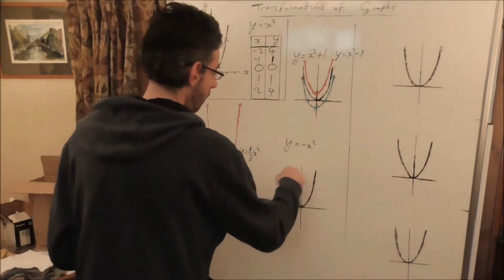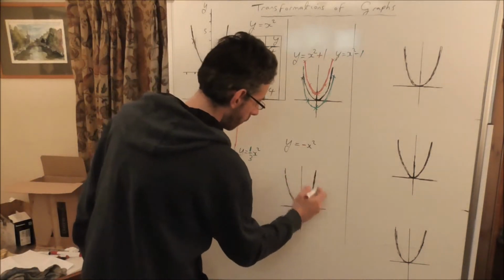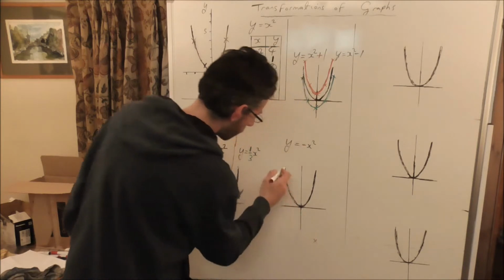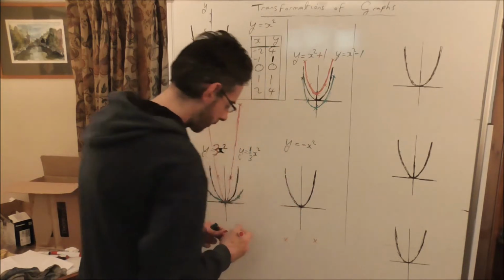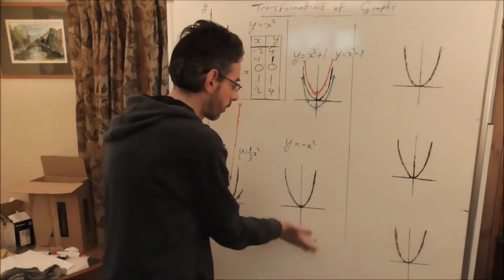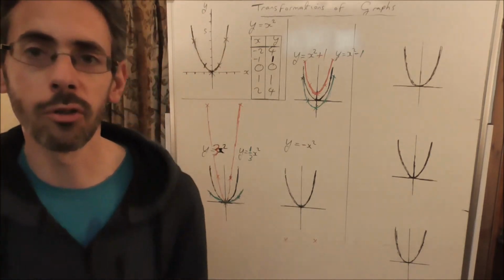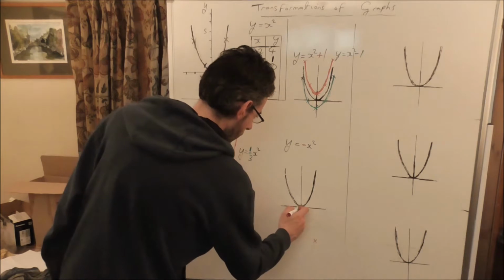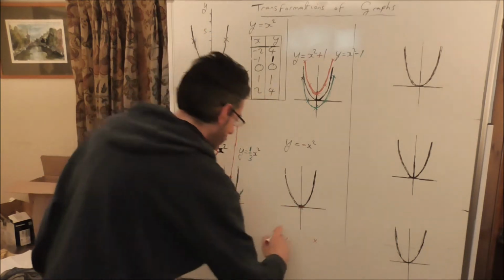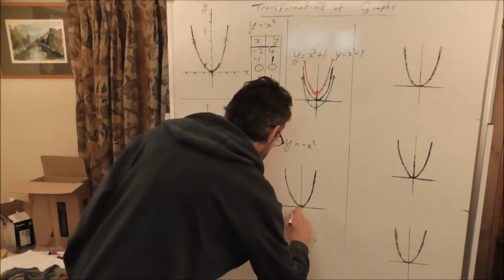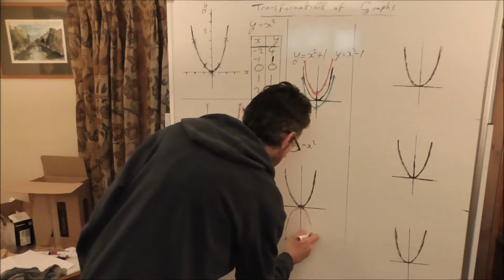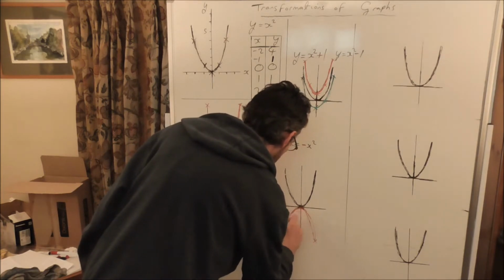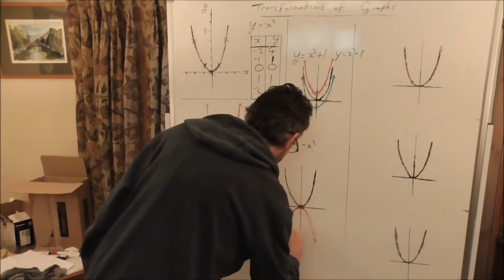So these points up here are going to get reflected down here. So this point's going to get reflected down. This point's going to get reflected down. If there were any points down here, they would get reflected up, but there aren't any on this graph. And this point is going to stay where it is because it's already on the x-axis. So this new graph is a reflection of the original graph in the x-axis.